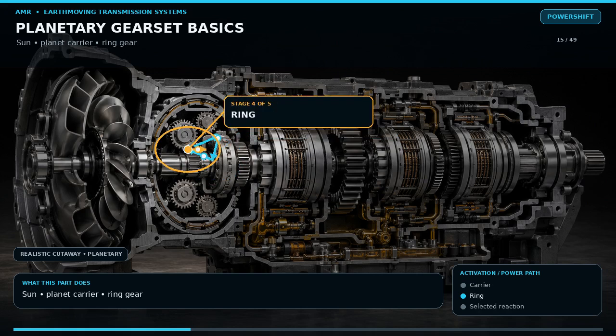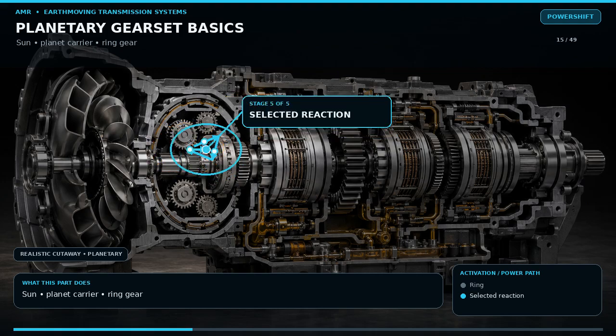If no member is held, the set can freewheel and transmit little useful torque. This is why planetary transmissions use clutches as both connectors and brakes. One clutch may connect engine input to a member, while another clutch holds a different member to the case. The selected combination creates direction and ratio.